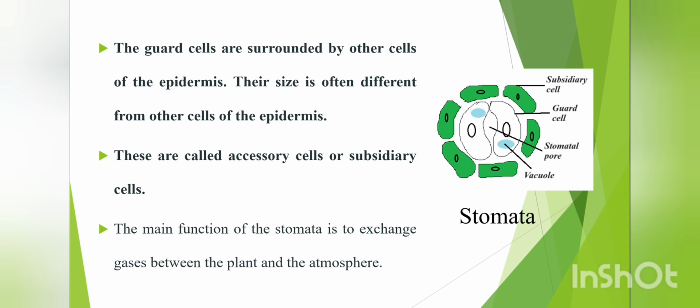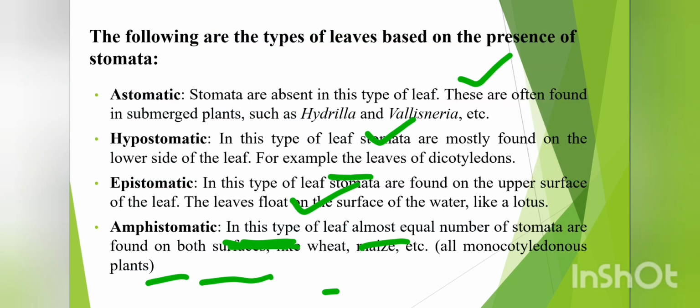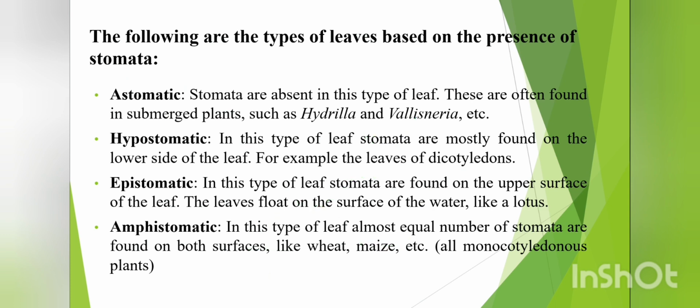The guard cells are surrounded by other cells of the epidermis. These are accessory cells or subsidiary cells. The main function of stomata is to exchange gases between the plant and the atmosphere. This is the structure of stomata and it is included under the epidermal tissue system. So under the epidermal tissue system, the epidermis is there and next is the stomata. Then there are different types of stomata.